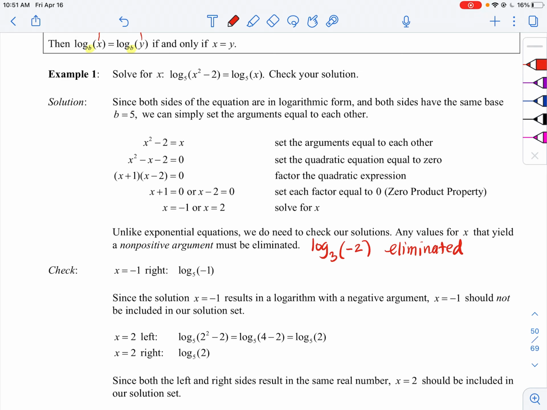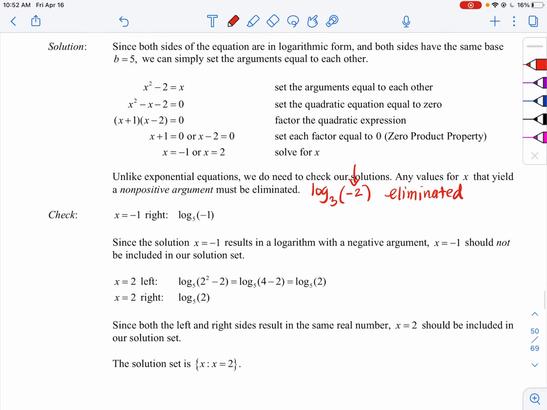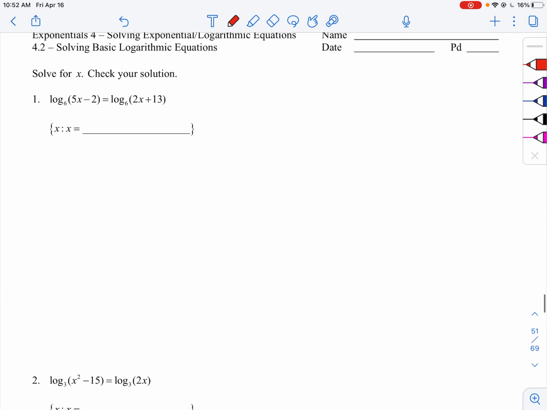So we need to make sure that in any of our solutions, we will not end up with a negative in the parentheses. Any values of x that yield a non-positive argument must be eliminated. So again, we need to check our solution because a log of a negative number is undefined. It's an error. We cannot have a negative inside the parentheses. So let us check. How do we do that?